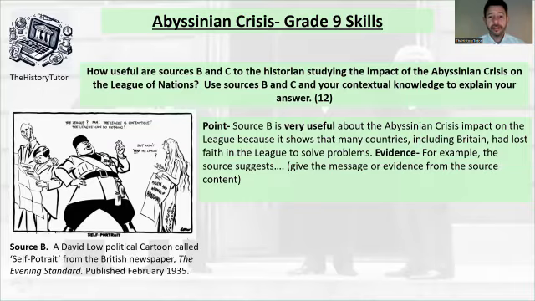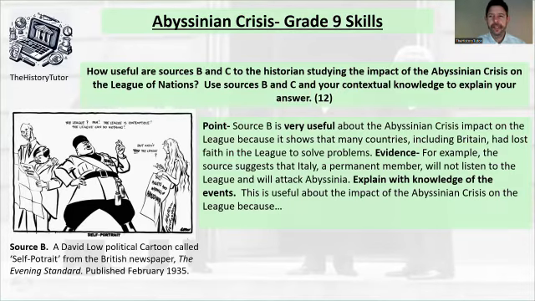So now pick out a suggestion or a bit of evidence from the content of the source that shows everyone thinks the League is weak. Right, so here's what I've gone for. For example, the source suggests that Italy, a permanent member, will not listen to the League and will attack Abyssinia. Kept it quite simple. You could then add, of course, that the League looked very weak, a pathetic sort of figure, very ragged. It's supposed to be raggedy clothes. The sign's a bit ragged, isn't it?